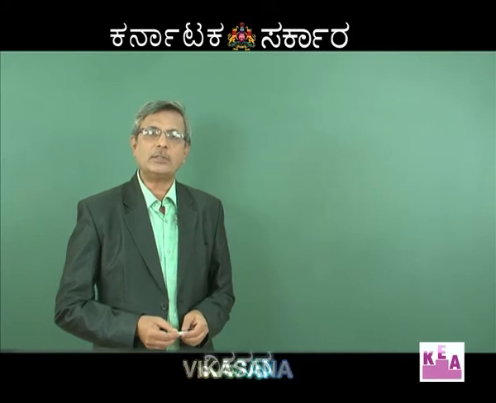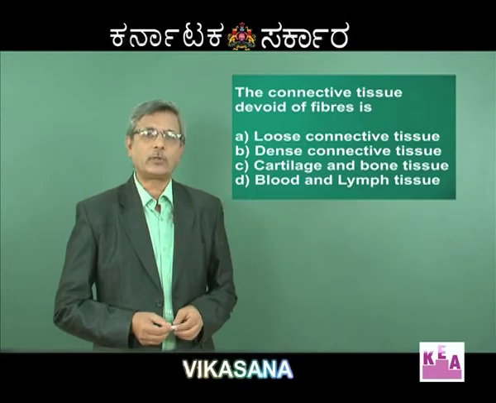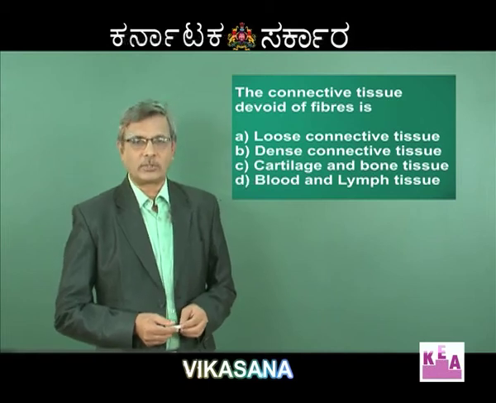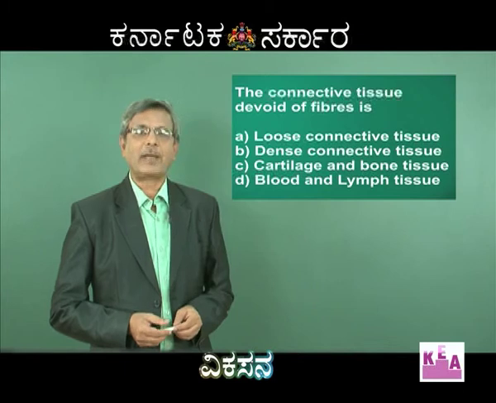The question is, the connective tissue devoid of fibers is. 4 options are there: loose connective tissue, dense connective tissue, cartilage and bone tissue, blood and lymph. Remember, connective tissue is the most abundant tissue in the body. When we talk about connective tissue, we look into three components. They are namely cells, fibers and matrix.